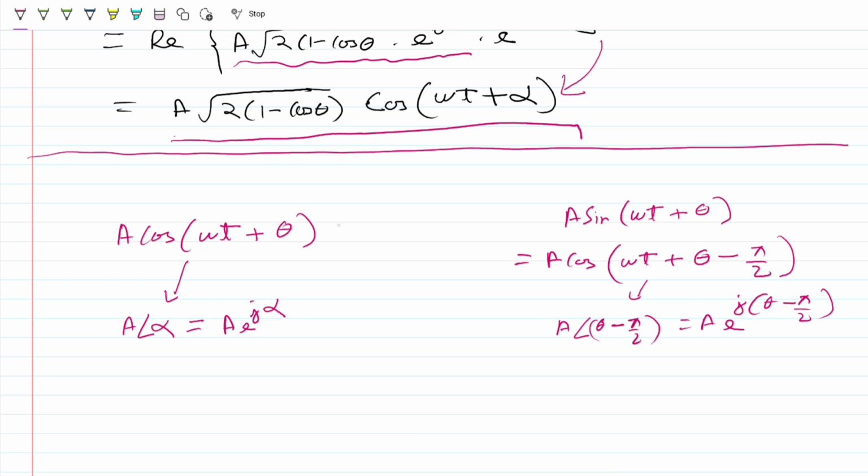So in summary, if we have a signal like cos(omega t plus theta), we can represent it by a phasor like this. And if we have a signal like a sin(omega t plus theta), we can represent it using a phasor like this.